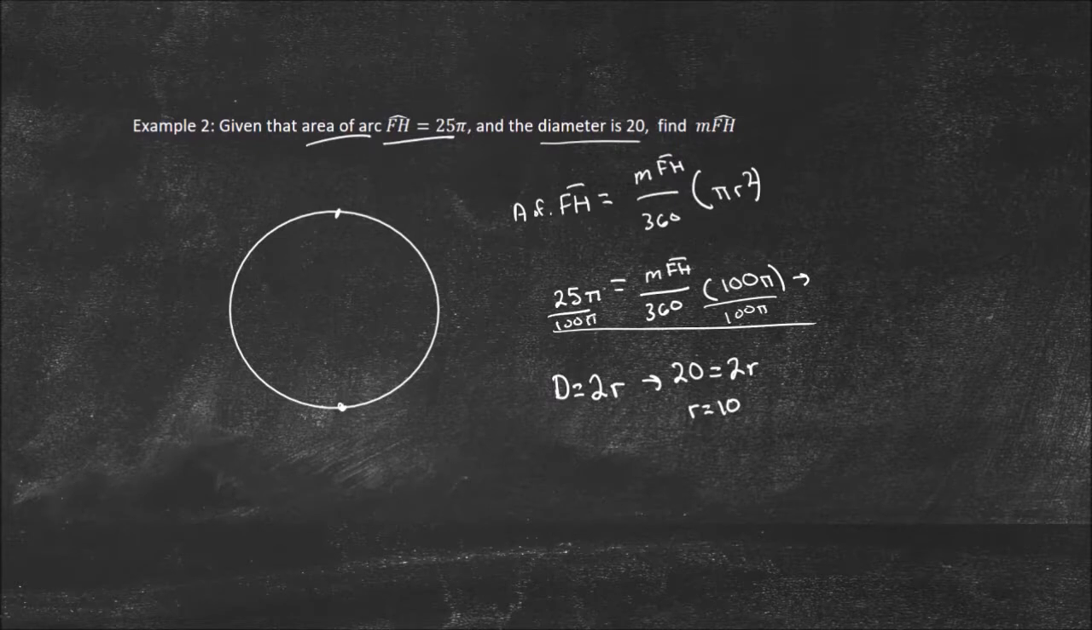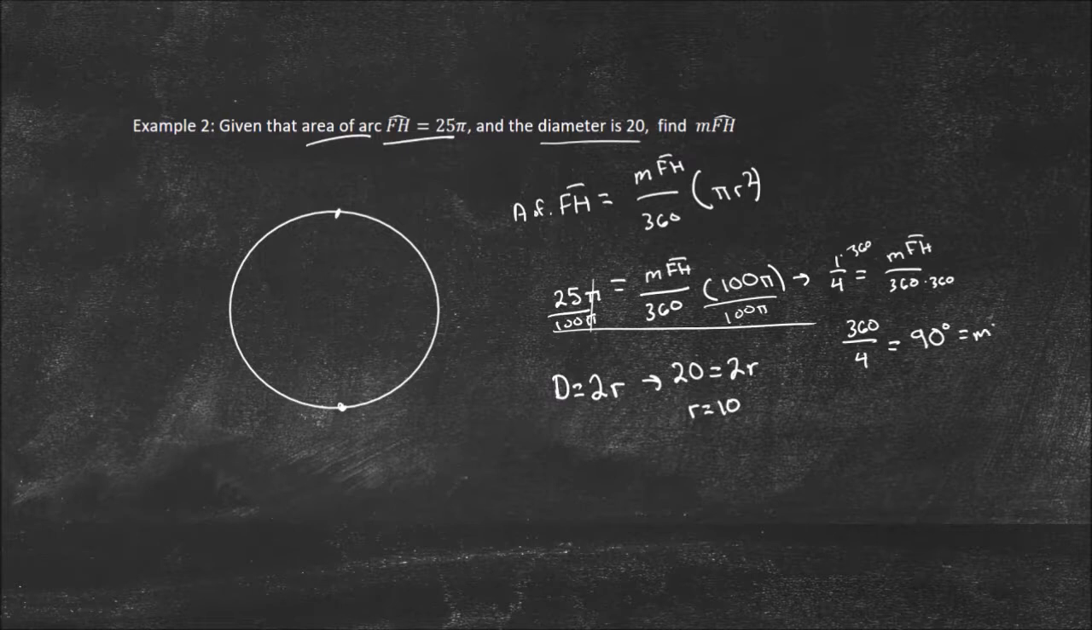And what's 100 pi divided by 25 pi? Well, the pi's will cancel and I'll get 1/4 equals measure of FH divided by 360. Multiply both sides by that 360. What's 1/4 times 360? That's 360 divided by 4, which can be simplified to 90 degrees equals measure of FH.